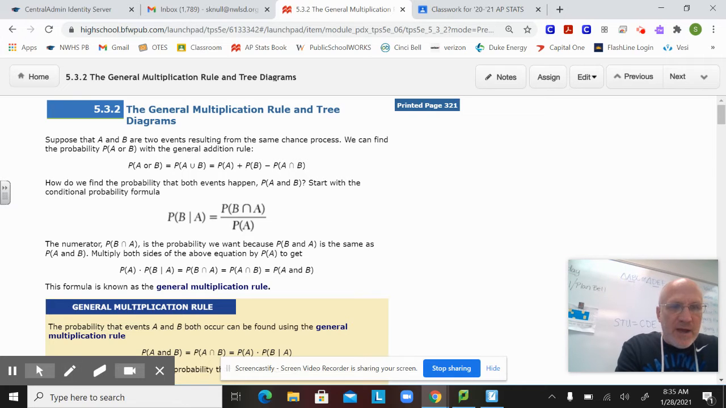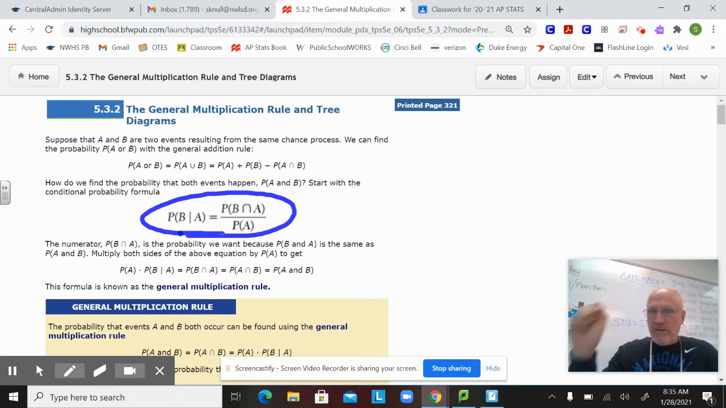You should recognize this formula as the formula for something given something else. Probably if B given A, it's the overlap over the second one. And remember, I could switch the variables around, but again, probability of something given something else, overlap over the second one. Well, algebraically, if I take that equation and just multiply both sides by P of A, I get this.